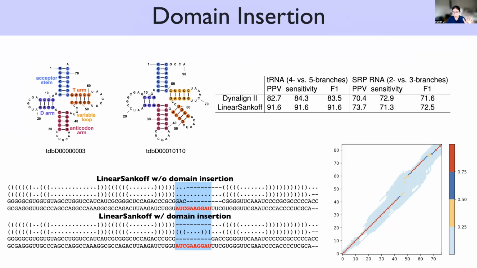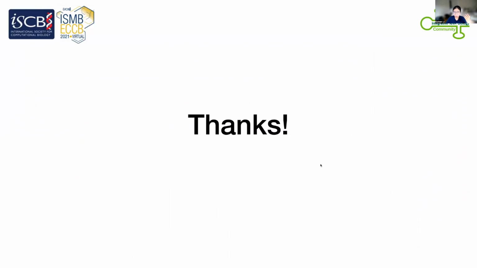Another thing is that LinearSankoff can also do domain insertion. What is domain insertion? There are two tRNA structures, and this one has an inserted branch. LinearSankoff can handle this kind of domain insertion, and due to the complicated alignment algorithm, it performs better than previous work. You can also check our poster or code online.